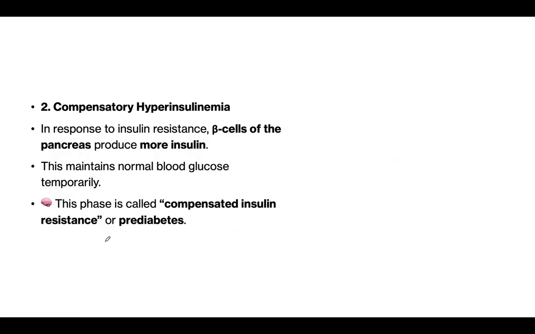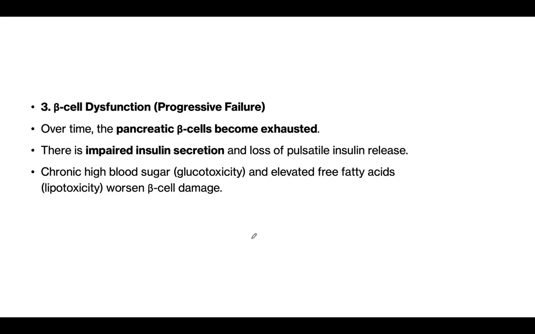Then I need to push more and more insulin. So the pancreas, with the help of the beta cell, secretes more and more insulin, which is called compensatory hyperinsulinemia. This phase is called your pre-diabetes stage. Okay, this is very important. This is called the pre-diabetic state.